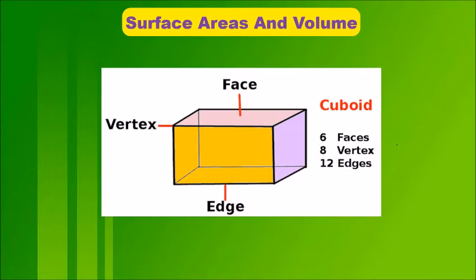Now let us consider this cuboid. As we know, a cuboid consists of 6 faces, 8 vertices and 12 edges. So these are the faces of the cuboid. So there are 6 faces of the cuboid. Similarly, the outer boundary of this cuboid is termed as edges of the cuboid. Now, vertex. The intersection of edges is called the vertex of the cuboid.